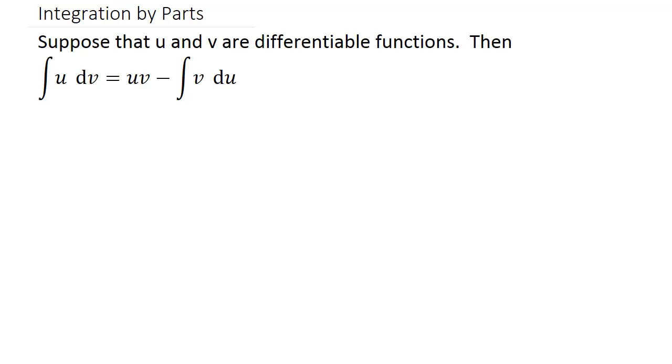Alright, so let's look at another problem with integration by parts. This is going to be my third example. And here's the formula. u and v are differentiable functions, and then the integral u dv is equal to uv minus the integral v du. And once again, for dv, we want to let it be the more complicated function, provided that there's an integration rule for that function, and then u will be the other part of it.